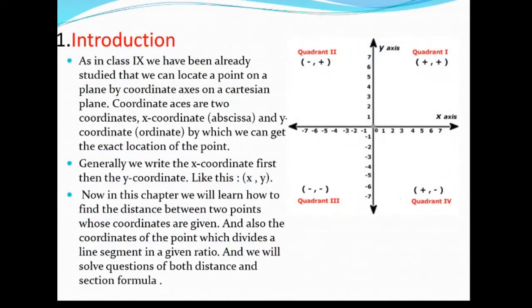As we all know what a Cartesian plane is and what coordinates are, we have learned these things in class 9, so we are not discussing this in this chapter. What will we learn then? We will learn how to find the distance between two points whose coordinates are given, and also the coordinates of the point which divides a line segment in a given ratio, and we will also solve a question related to each formula.